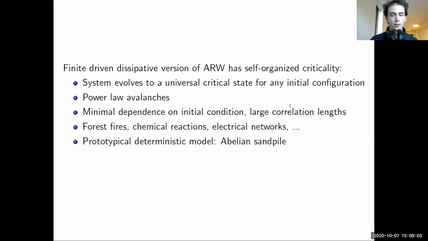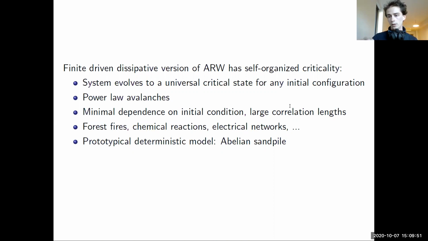So let me give a little more physical motivation for where this comes from. That's the idea called self-organized criticality. A slightly different version of the process, called the finite-driven dissipative version, has this feature, and I'll show you a simulation of it in a second. What is self-organized criticality? It's the property where the system evolves to a critical state without much dependence on the initial condition. More formally, in the statistical physics literature, it's a statistical property called power law avalanches at criticality.